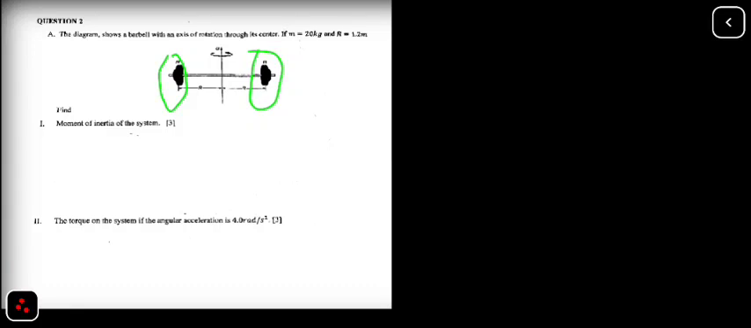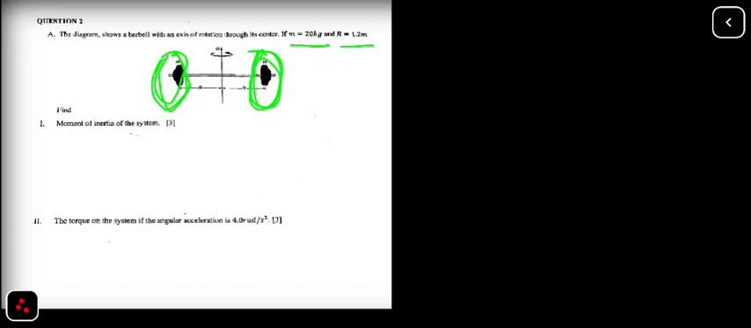Since we've been given the mass, which is 20, and the radius, which is 1.2 meters, the masses are equal as well as the radius. The masses are equal for the two plates, the first weight plate and the second weight plate. And the distance from the center to where the plates are positioned is equal.